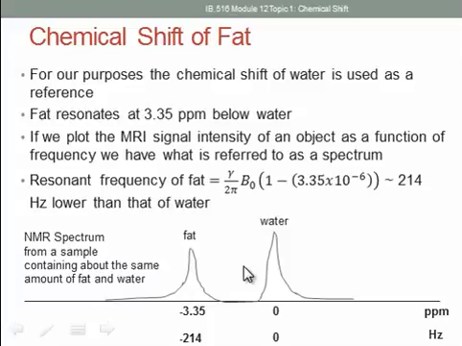So at 7T, what are you at? About 300 megahertz at 7 Tesla. So 1 ppm at 300 megahertz is 300 hertz. Okay, so if we're at 3.35 ppm, 3.35 times 300 hertz is about 1050 hertz. So as your magnetic field strength increases, the difference in frequency increases between fat and water. So you get a larger chemical shift as the magnetic field increases.